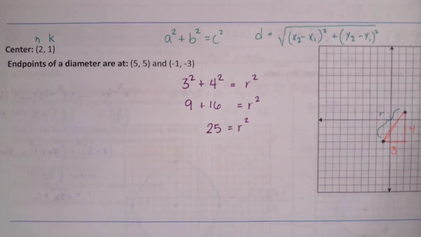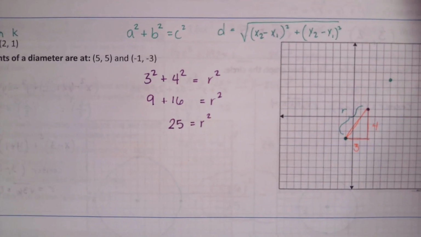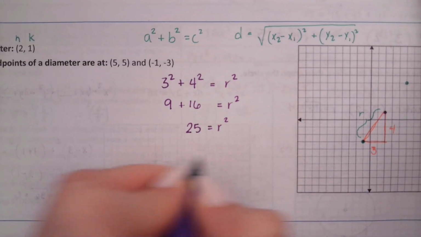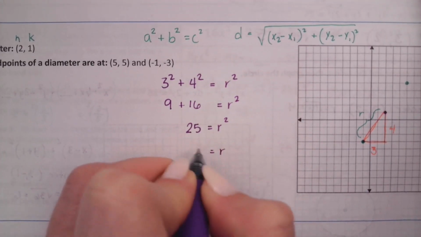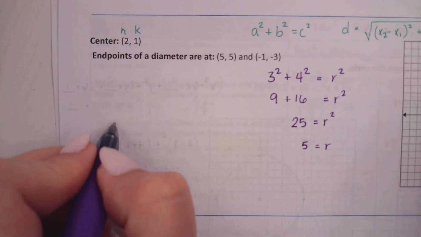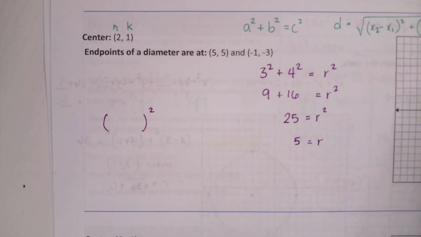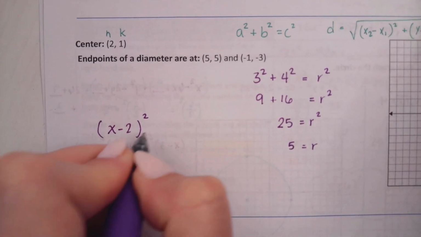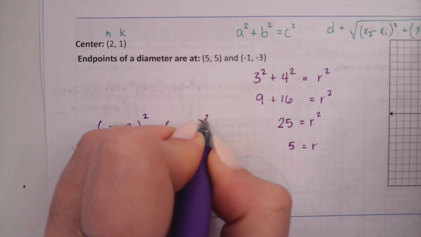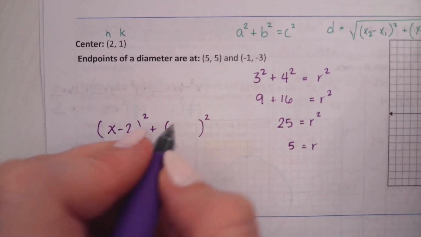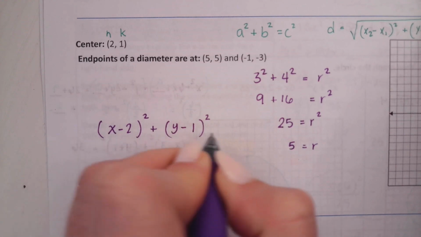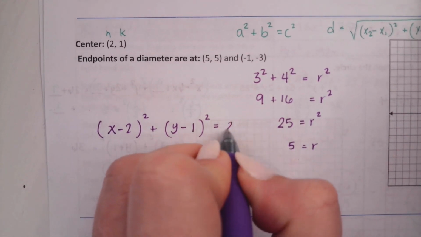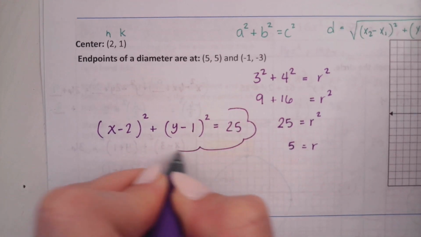So if my radius squared is 25, the radius would be 5, right? So putting together my equation now. The first part is x minus h squared. X minus 2 squared, good. And then y minus 1 squared equals my radius squared, 25. Alright, there's my equation.